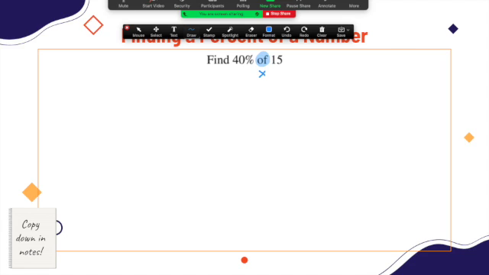Now to do that, we need to start off by changing 40% into a fraction. So I get here 40 over 100. I know that I could divide both or simplify both by 10. That would equal to 4 over 10. I could simplify again by 2. And that would equal to 2 over 5.